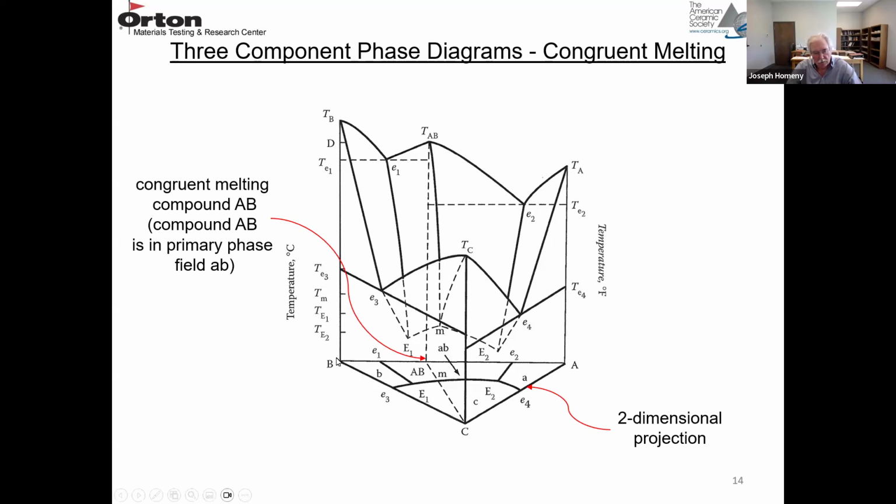So this is just a simple eutectic binary phase diagram along BC, same thing along CA, simple eutectic. And then this one is a diagram with a compound AB, and it actually has two simple eutectic diagrams if you split it along this line AB up to its melting temperature. So here's your two-dimensional projection.